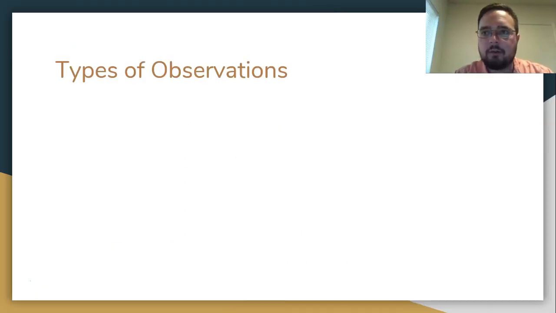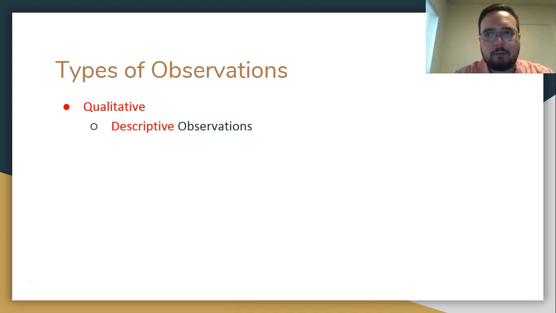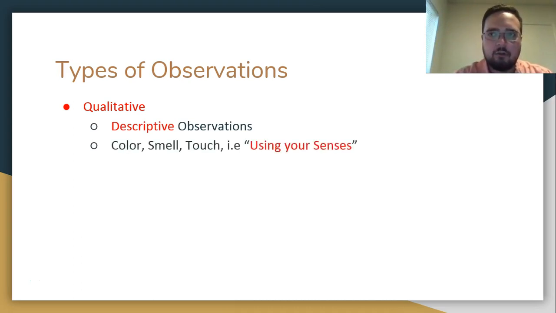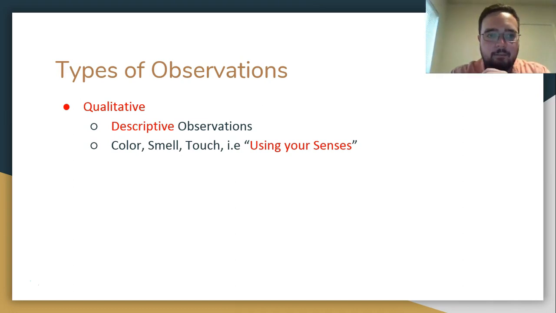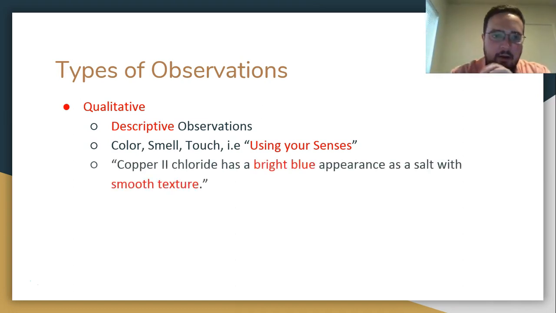So there are a couple of types of observations, two main ones. One is what's called qualitative. So a qualitative observation is a descriptive observation. The main focus is trying to describe what you're seeing, what you're touching, feeling, anything that uses your senses. So, for example, if I said copper 2 chloride has a bright blue appearance as a salt with smooth texture, that would be something that's described as a qualitative observation.